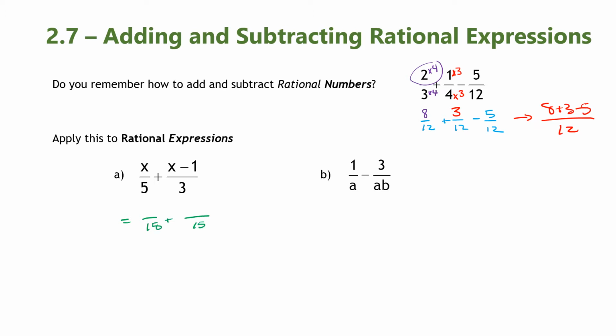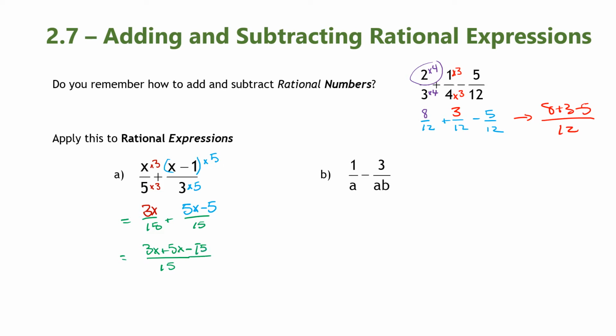What did we have to do to the first denominator of a 5 to get a 15? Well, we multiplied it by 3. Same to the numerator, multiply by 3. We now have a 3x. And what did we do to the second denominator to get 15? We multiply by 5, so we do the same to the top. Now it's a binomial, so I'm going to put brackets on because that's really going to help me to remember to distribute. When I multiply that numerator by 5, I get 5x minus 5. So now I have one denominator, it's a 15, and I can add my numerators, 3x plus 5x minus 5.